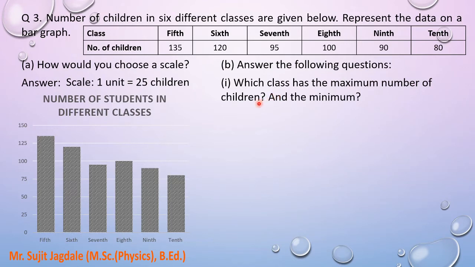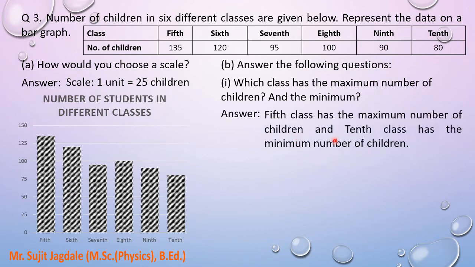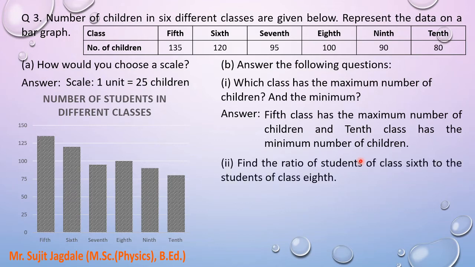How to identify that? By observing the maximum, meaning the highest bar. Here the 5th standard has the tallest bar, so it is the maximum, and the minimum is the smallest bar. Here the 10th has the smallest bar. So what is our answer now? The 5th class has the maximum number of children and the 10th class has the minimum number of children.